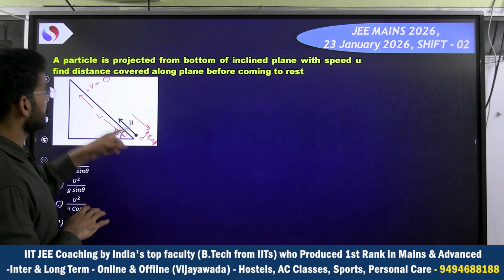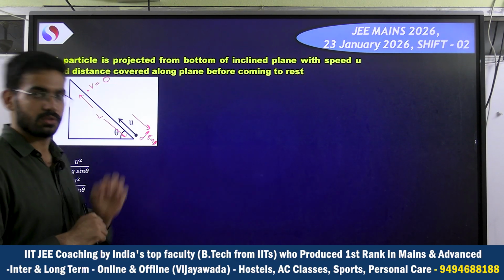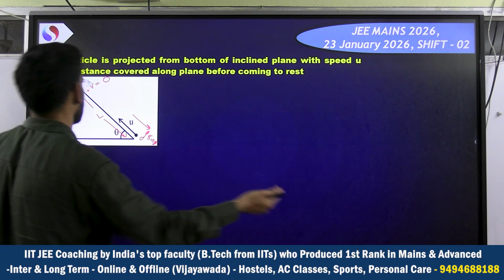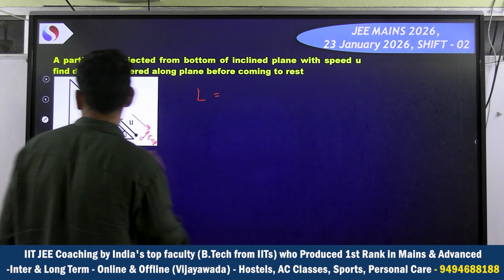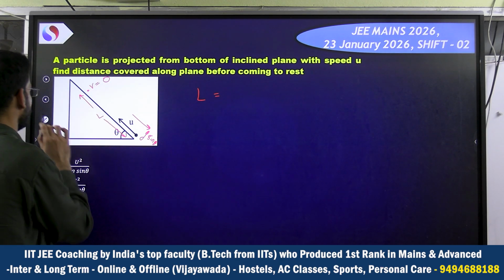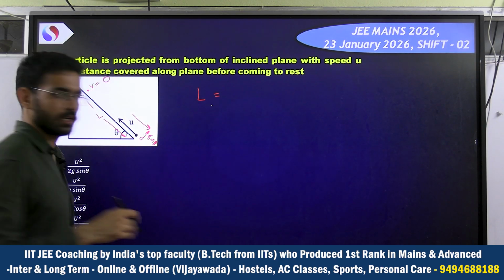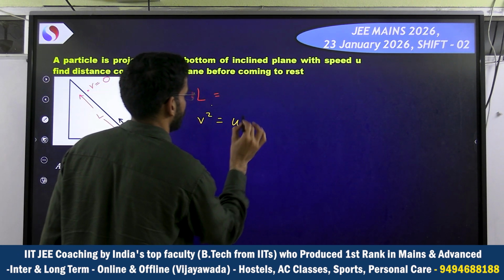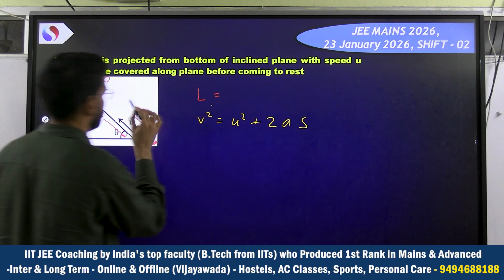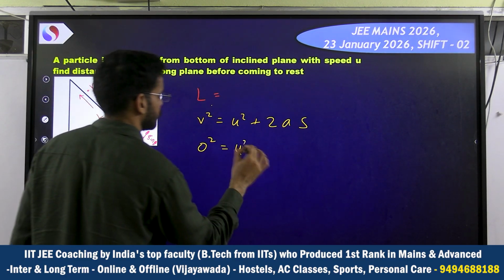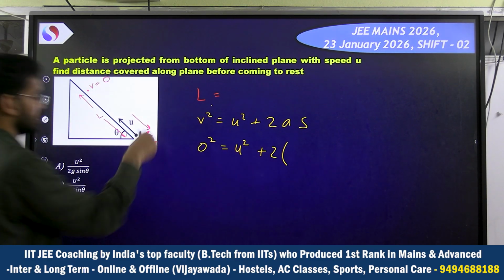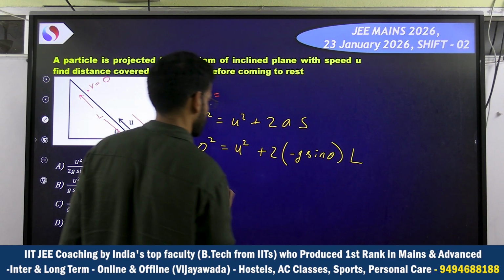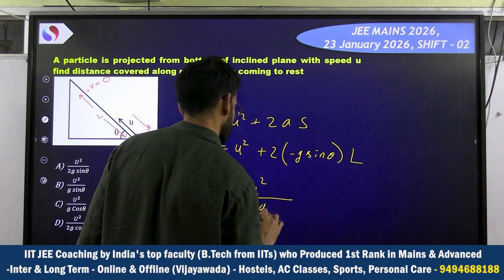So here I know initial velocity, final velocity and acceleration. So you just have to find out which equation to apply, and we practice so much that it will come automatically. S equals ut plus half at square will not be applicable. So which one? v square equals u square plus 2as. So final velocity square 0 square equals initial velocity square plus 2 times acceleration, which is opposite to the initial velocity, so I am taking minus g sin theta, and the displacement is L. So L will come how much? u square by 2g sin theta.